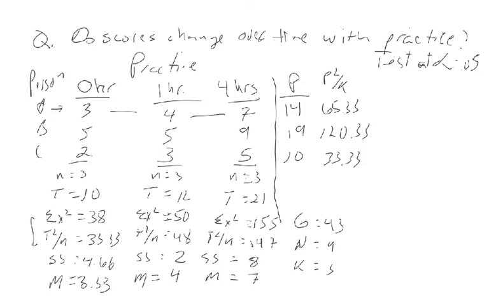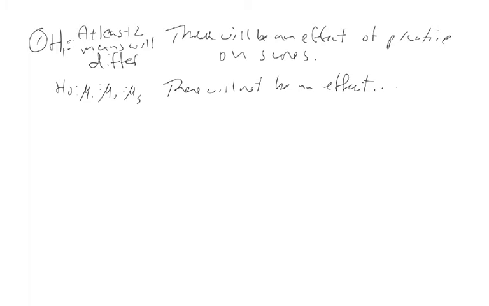It's very, very similar as compared to the independent and repeated T. Step 1, you have the experimental hypothesis. The symbolic is at least 2 means will differ. You have to find one difference there. And then there will be an effect of practice on scores. And the null is mu1 equals mu2 equals mu3. They'll all be the same, so there will not be an effect of practice on scores.